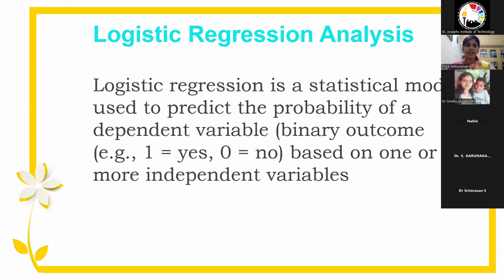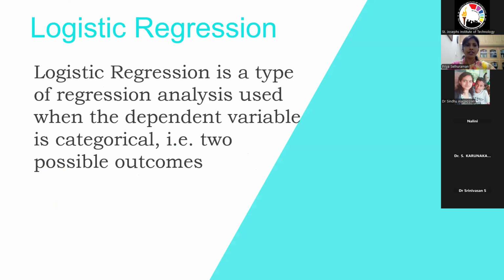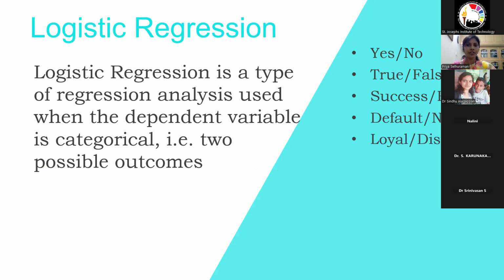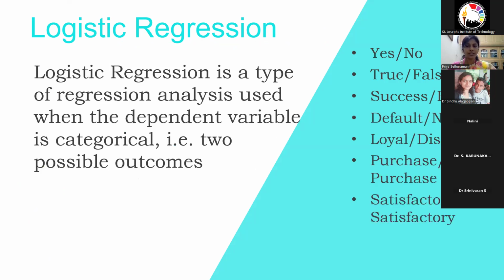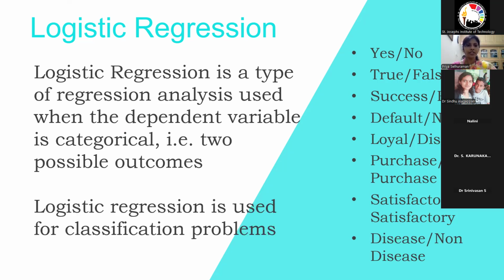The dependent variable is binary in nature, and it is based on one or more independent variables. As I mentioned, the dependent variable should be categorical in nature, and categorical means only two outcomes. Examples: yes or no, true or false, success or failure of any particular activity, default or not default, loyal or disloyal customers, purchase or not purchase, satisfactory and not satisfactory in the customer category or in the employee category, and disease and non-disease. So this logistic regression is used for classification problems.